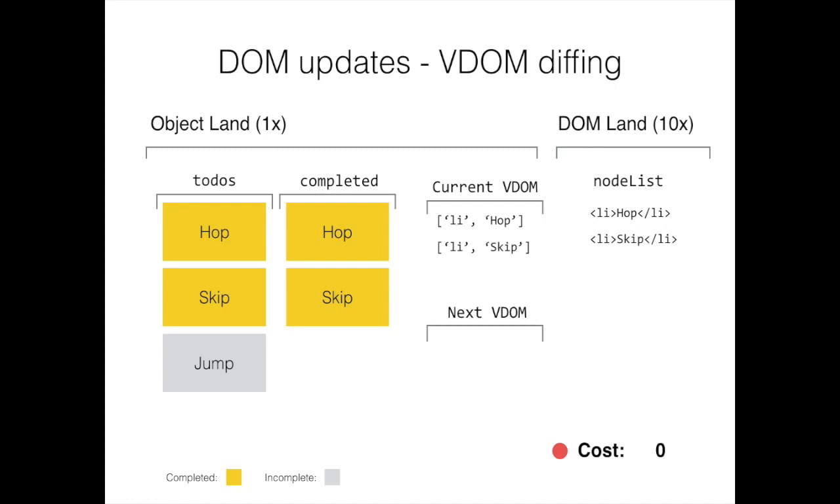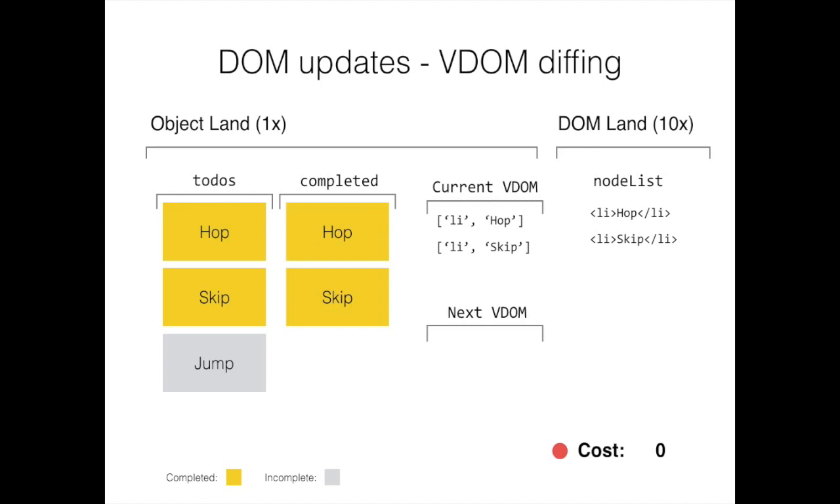Let's see how this works specifically. Notice that we've started with our source list of to-dos, our derived completed list of to-dos, the VDOM created from the completed list of to-dos, and the DOM as it stands. In the bottom right, we'll track a theoretical cost of each operation. We'll say that changes in object land cost 1 unit, while DOM changes cost 10 units.